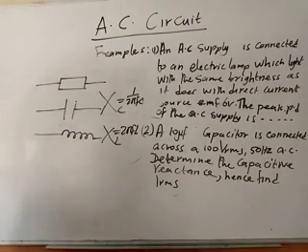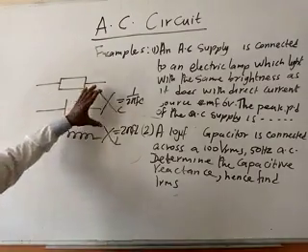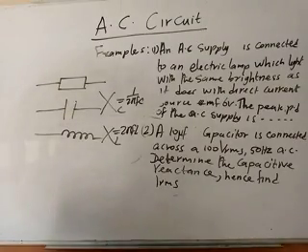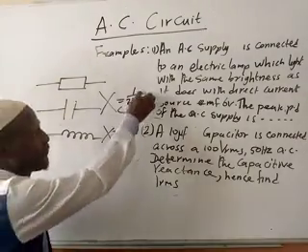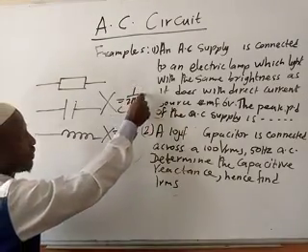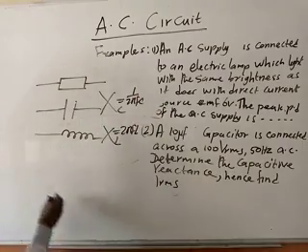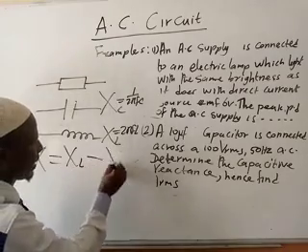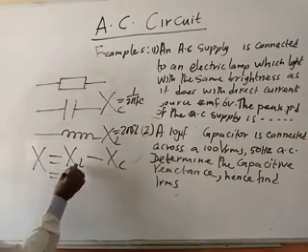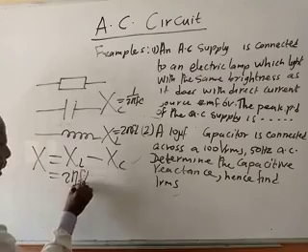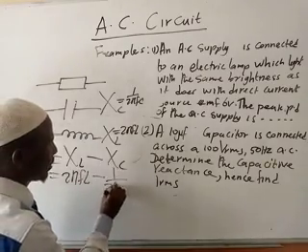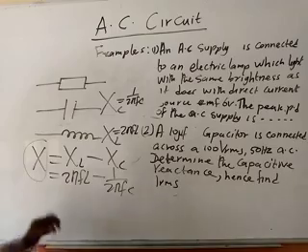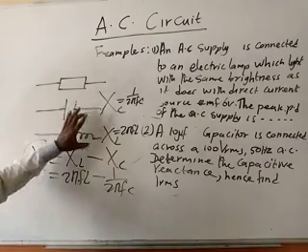Therefore, if you have the two of them in the circuit, the effective opposition to the flow of AC current will be what? The difference between the two of them. You deduct that of capacitive from inductive. Therefore, we have X is equal to XL minus XC, which is equal to 2 pi fL minus 1 over 2 pi fC. So this one is the effective reactance when we have two of them in the circuit.